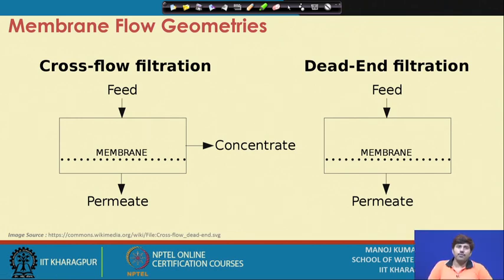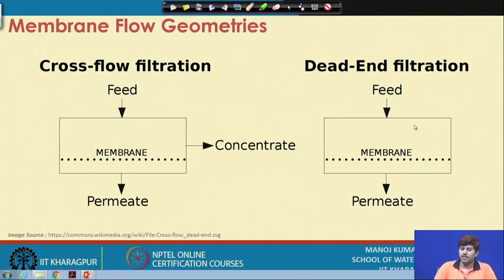Now, there are two flow patterns in such membranes, particularly the RO systems. There is something called cross flow filtration and something called dead end filtration. In dead end filtration, we provide the feed through the membrane and then we get the permeate.